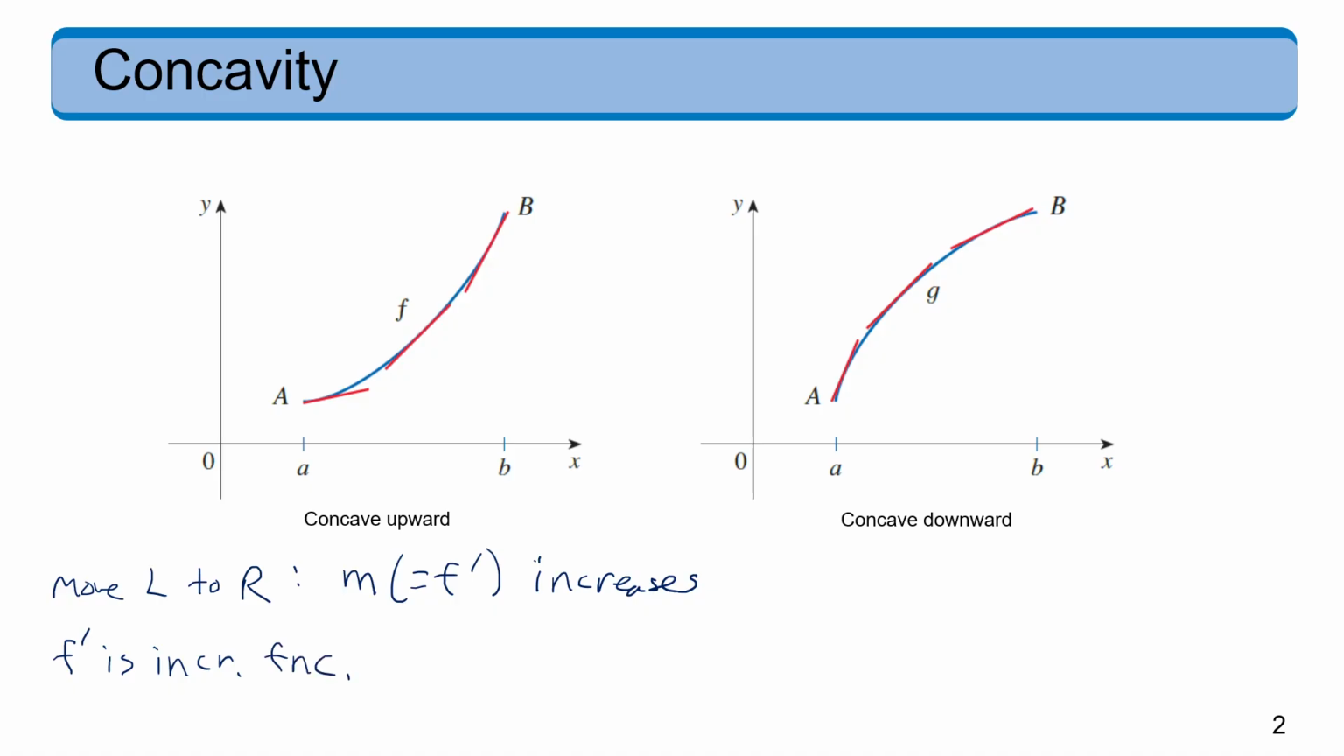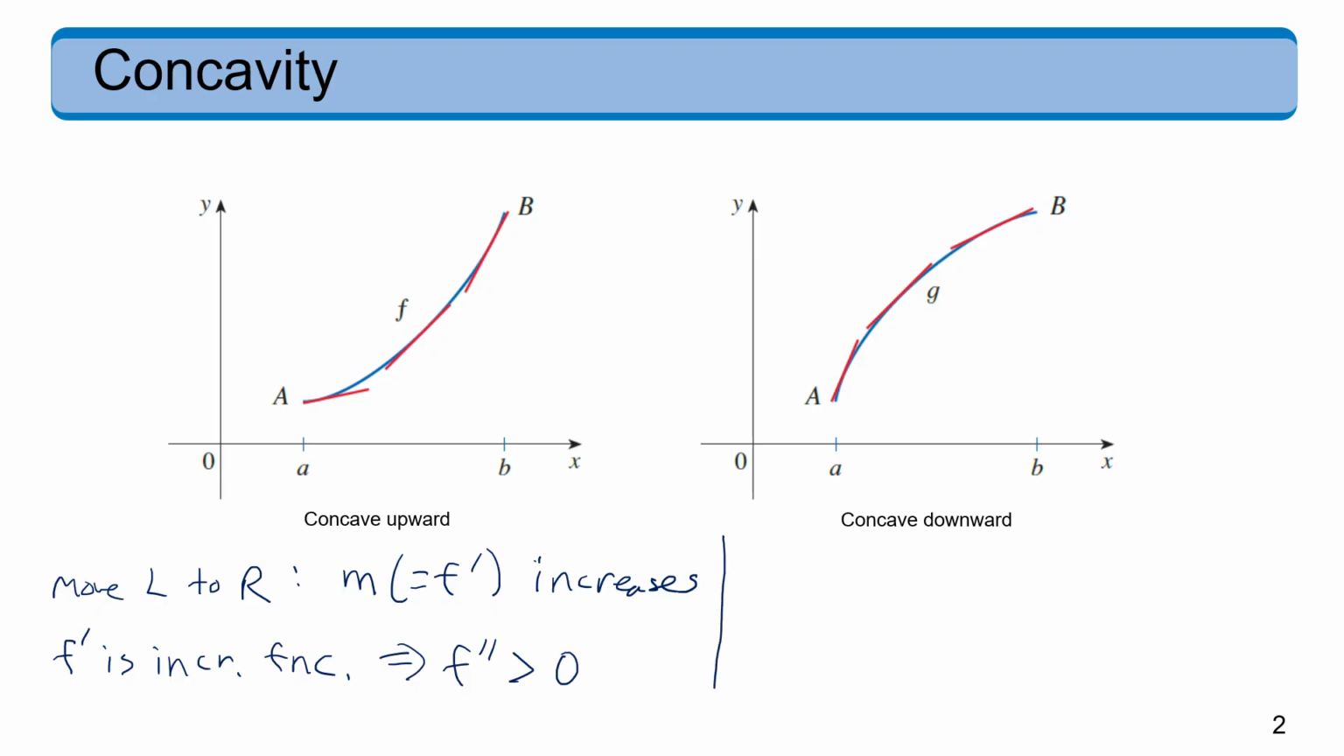Now let's apply what we learned about the first derivative. If a function is increasing, the derivative of that function is positive. So that tells us if f prime is increasing, the derivative of f prime is positive. The derivative of f prime is what we call f double prime, and it would be positive.